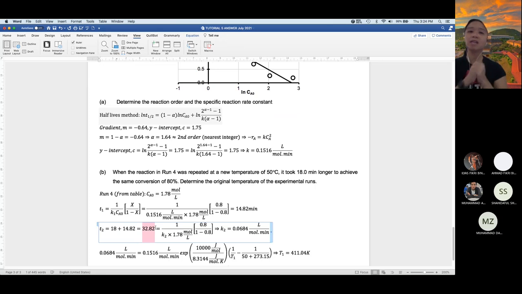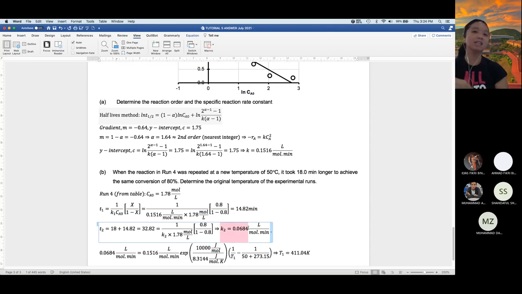So kenapa saya nak perlukan nilai ni? Sebab kalau saya dah tahu masa tindak balas pada suhu baru, saya dah boleh cari K baru saya. So K baru saya, saya dah tahu t2 masa tindak balas yang baru, CA0 masih sama sebab masih run 4, I will get my X is still 0.8, I can now get my K2.